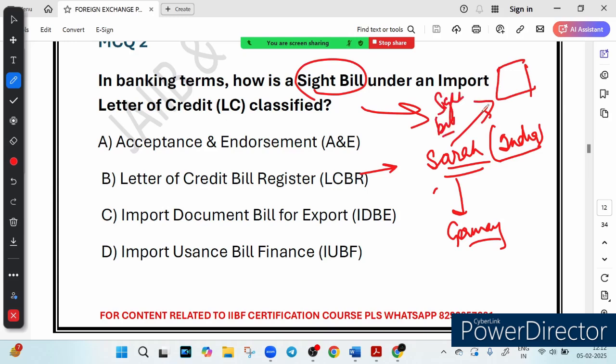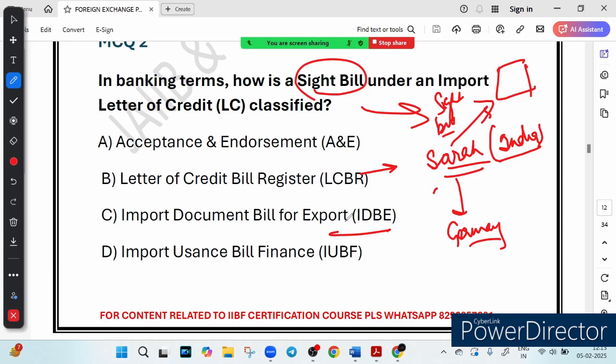So the bank will record it in the LCBR, which is the letter of credit bill register. The bank will make sure that payment is done immediately once the required documents are presented. So that is why option B is the correct answer. IDBE is incorrect, which is import document bill for export. It refers to export-related documents. It is not used in the case of a sight bill under import letter of credit.